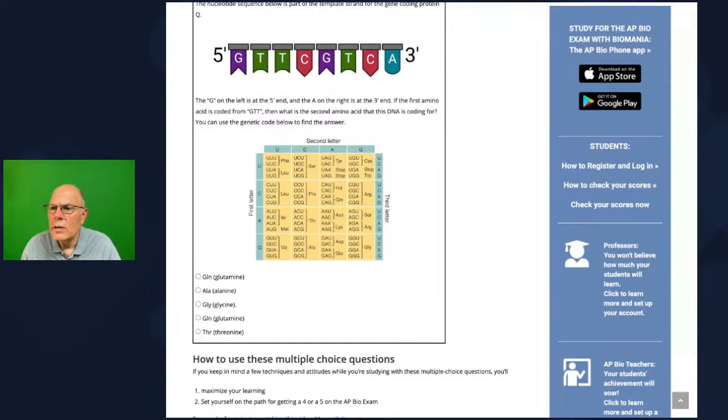Okay, so here's how you got to approach this question. This is DNA. It's not RNA. And the way you know that is because of the presence of these T's. So CGT is going to code for GCA.